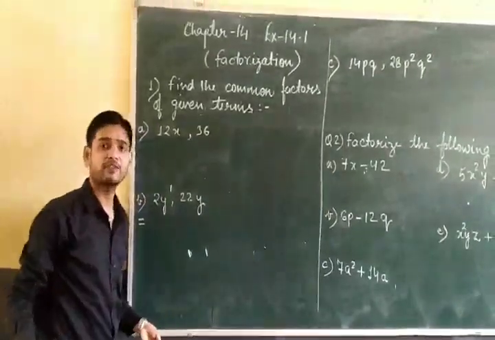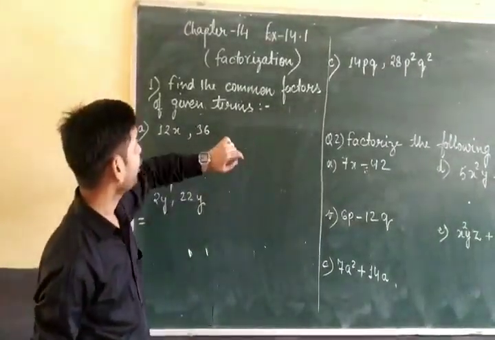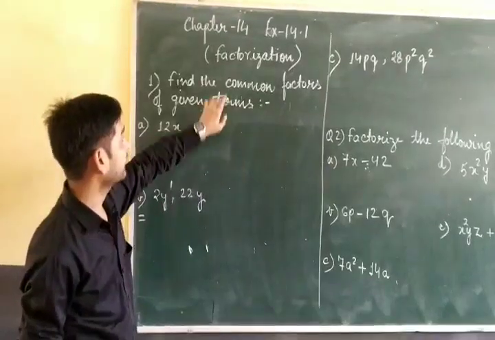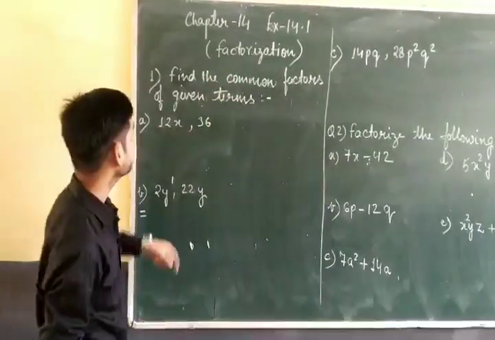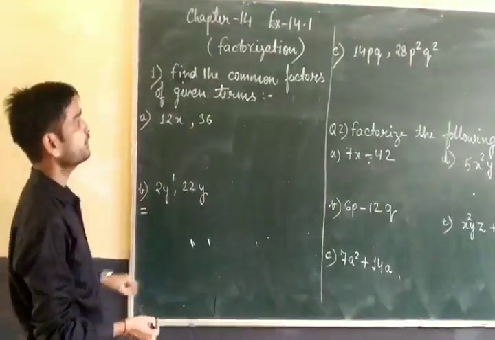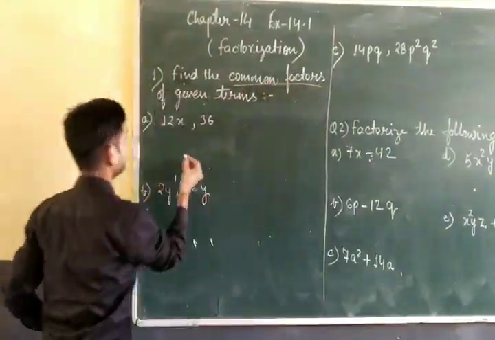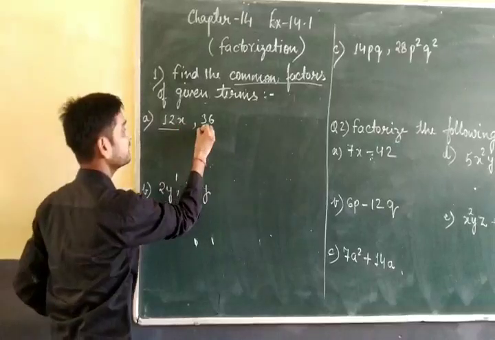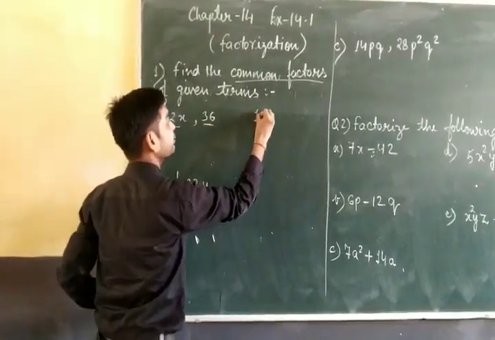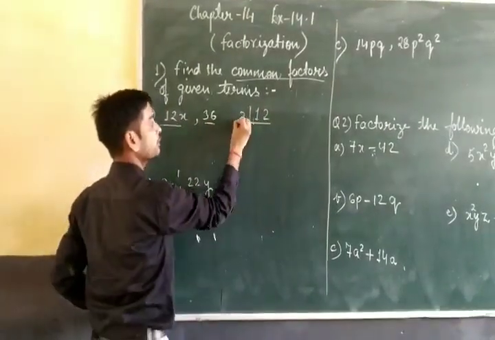Hello students, today I will start chapter 14, exercise number 14.1, that is factorization. Let's see the question over. In this question we have to find out the common factors. That means the values are 12x and 36. Firstly we have to do the factors of 12.